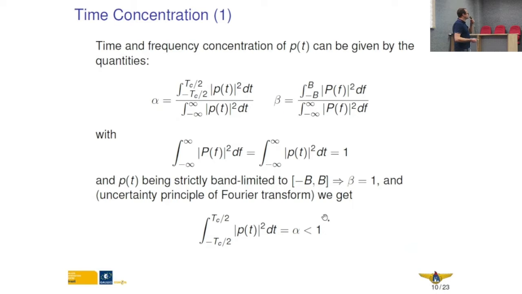So it makes sense to look at this, and this is the signal that we then use for time delay estimation. However, using the uncertainty principle of the Fourier transform, the chip pulse shape cannot be strictly band limited and thus absolutely concentrated in frequency and also concentrated in time. This is not possible. So this alpha here cannot be 1. So alpha is always smaller than 1.